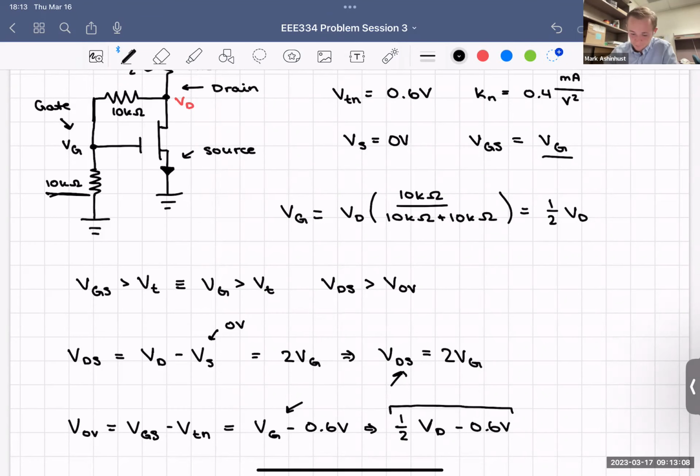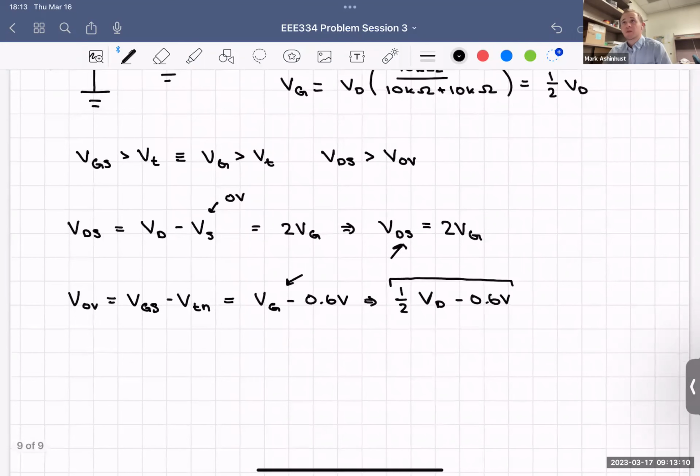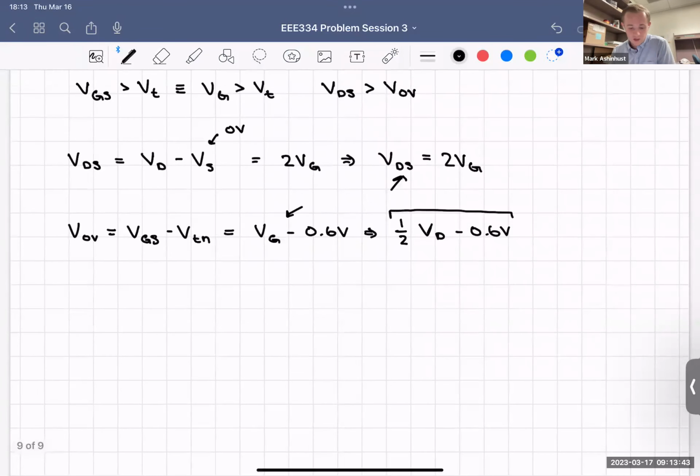So moving on from there, now we're going to do something else. We're going to assume that we're in saturation, and then we're going to prove that we are or we aren't. If we are in saturation, our prediction was correct, then we will be fine. We continue, we use our answer, everything's good. If we're incorrect, then we're going to have to change our answer. We're going to have to do triode equations. We're going to have to do everything in triode. So here, I'll do it in saturation. I'm assuming we're in saturation.